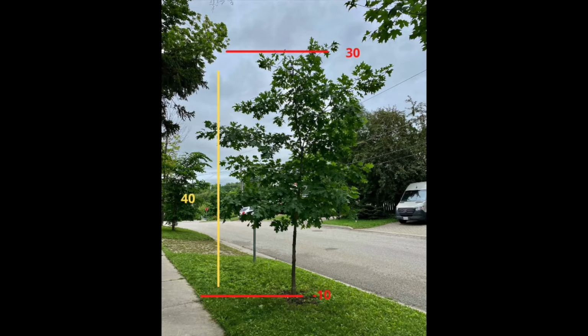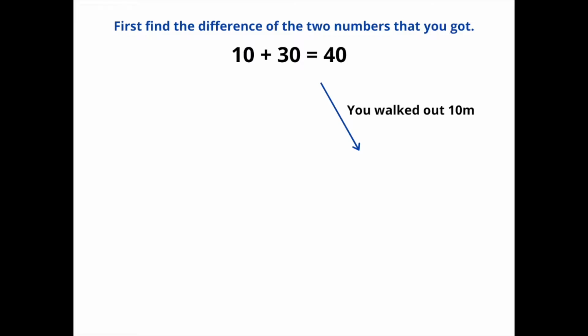In this case, getting a value of -10 at the bottom and 30 at the top would give you a difference of 40. If you walked out 10 meters, then you will have to multiply that difference by 0.10, or 10%, and you would get a height of 4 meters.